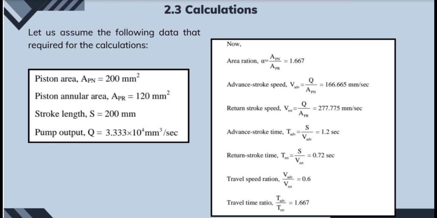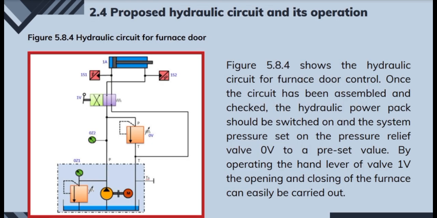Kapag travel time ratio man, TADV over TRET, TADV is equals to 1.2 second divided by TRET, 0.72 second, is equals to 1.667. Same with lifting device, igwa man siyang proposed hydraulic circuit and operation si furnace door.